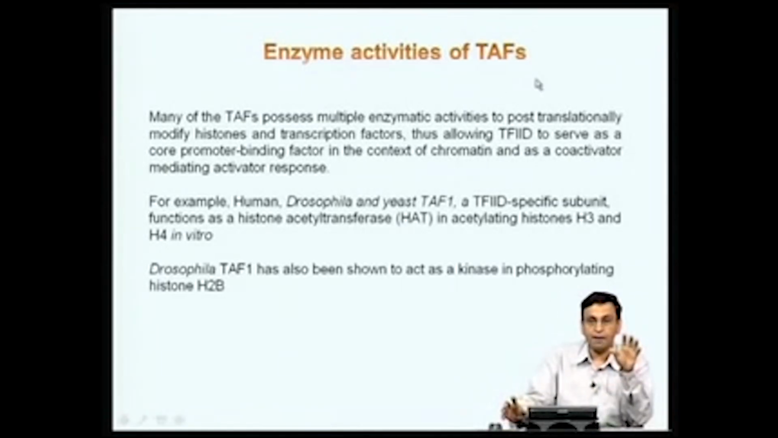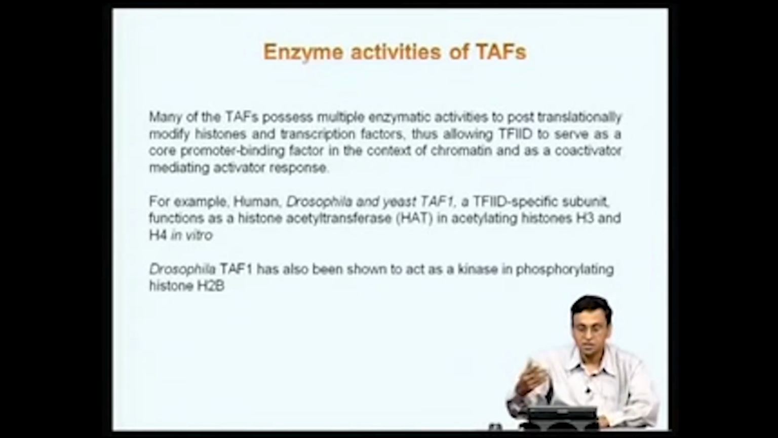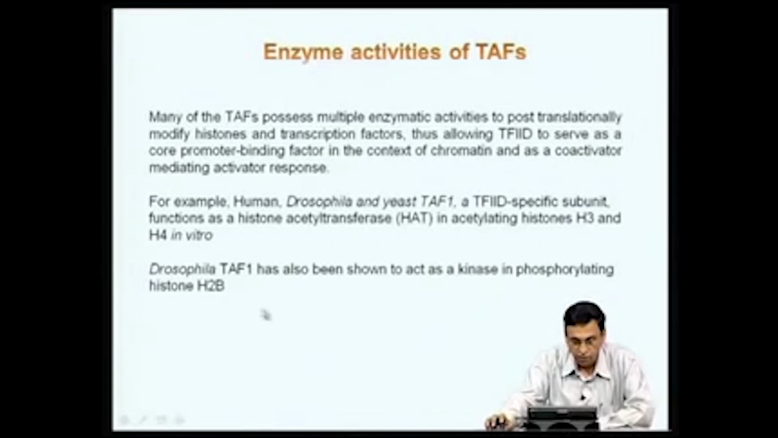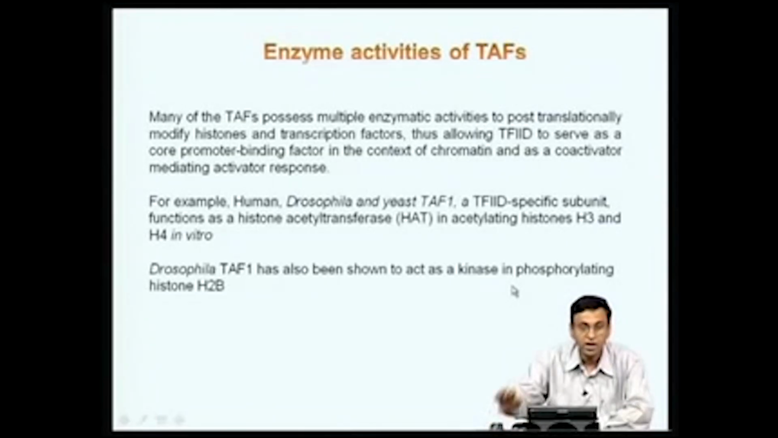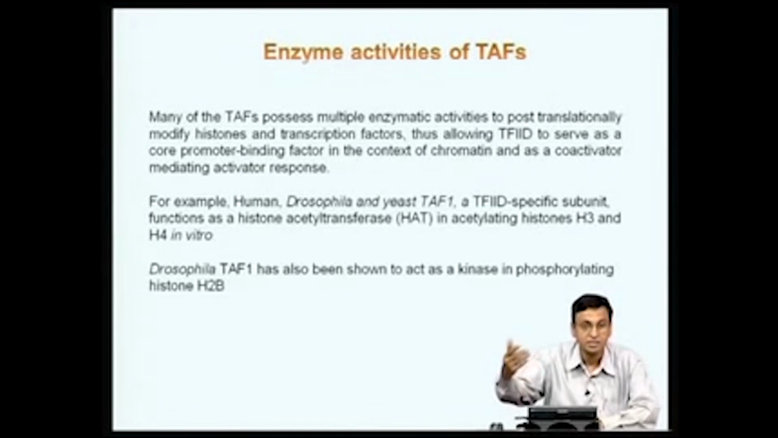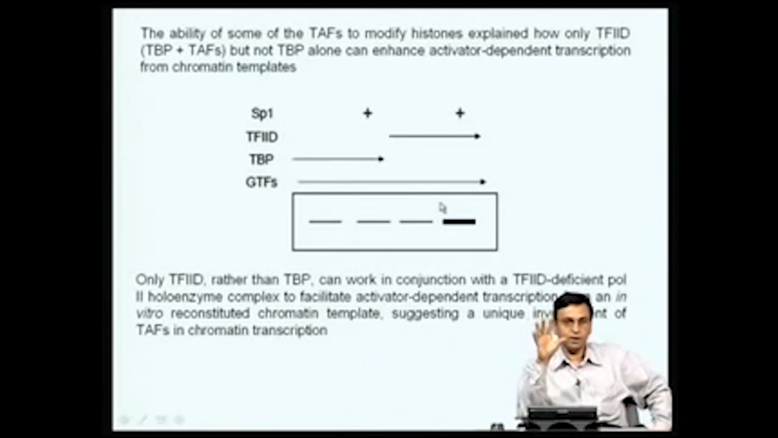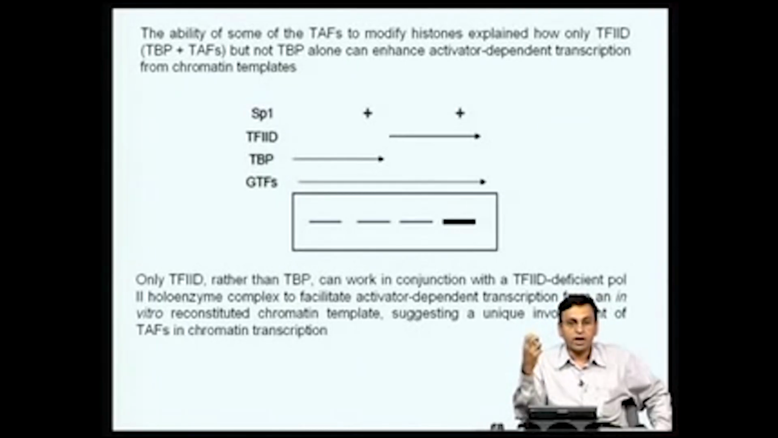So, many of the TAFs were soon discovered to be enzymes capable of post-translationally modifying histones. Similarly, for example, TAF1 can act as a kinase by phosphorylating histones. So many of the TAFs can act either as histone acetylases or as kinases, acetylating histones or phosphorylating histones. This discovery explained very clearly why certain TAFs are required for activation by certain transcription factors.